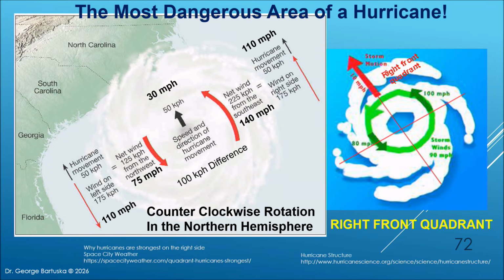What's the most dangerous area of the hurricane? It's what we call the right front quadrant. The hurricane is turning counterclockwise, and yet this one is moving to the northwest. You add the wind speed in the hurricane to the forward motion, it's going to be highest wind speed in the right front quadrant, lowest wind speed in the left rear quadrant.